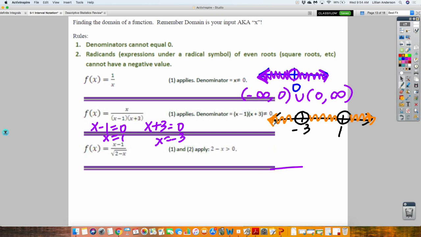What do I use to represent this part? It'd be negative infinity all the way to -3, and I need a parenthesis. How do I represent the middle part? -3, comma, 1, parentheses around both. And then this part? Parenthesis 1, to infinity. And what do I need between each one of these? Unions.